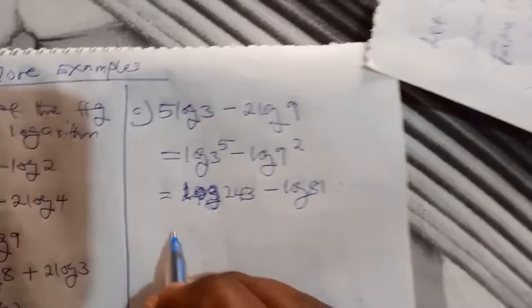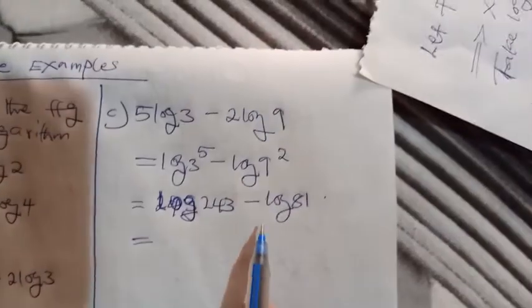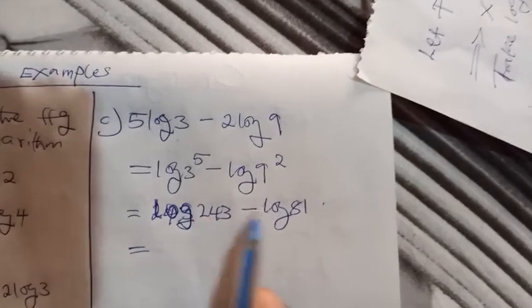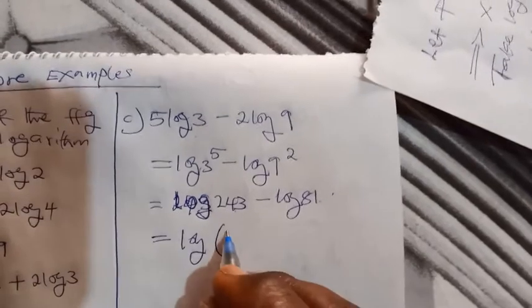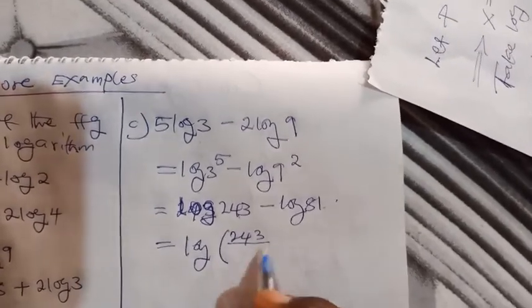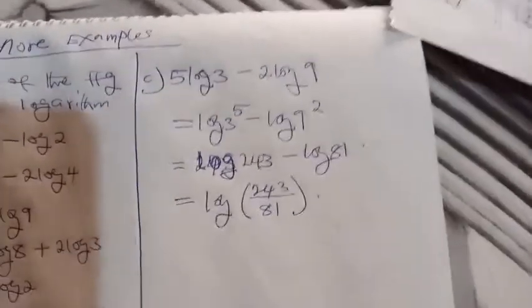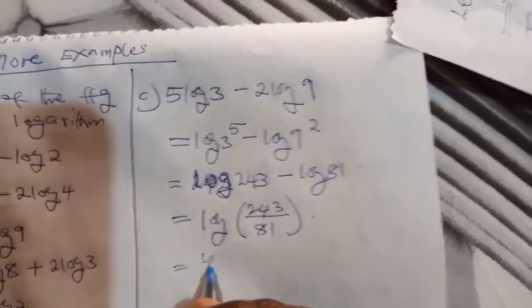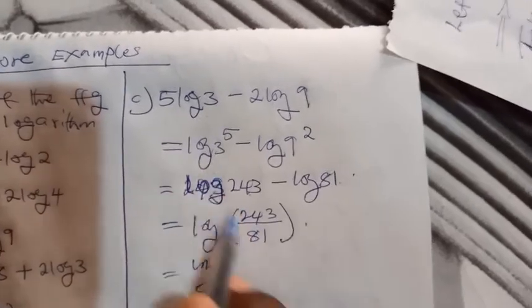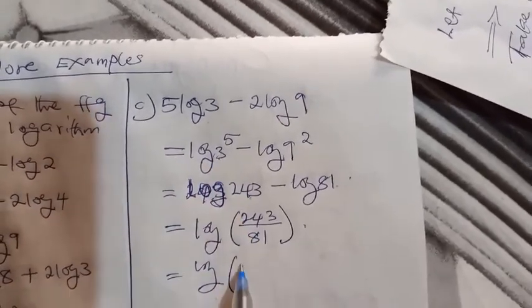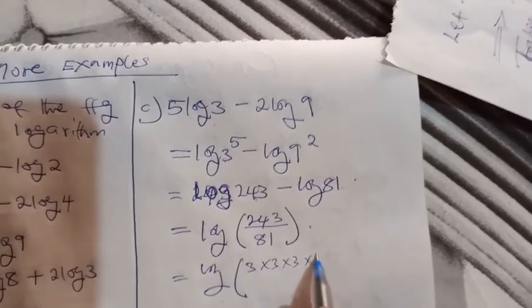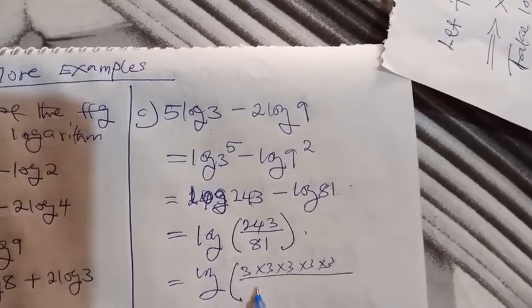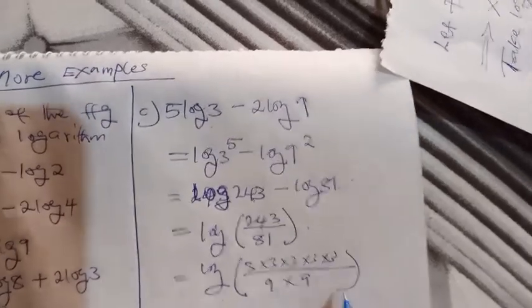Okay, and so, by seeing this subtraction here, it implies that I'll have to divide this by this as a single logarithm now. So log 243 divided by 81. See, that is it. So I can simplify my work further. See, this one came from this. So I have 3 times 3 times 3 times 3 times 3 divided by 9 times 9. See, I can actually simplify it.